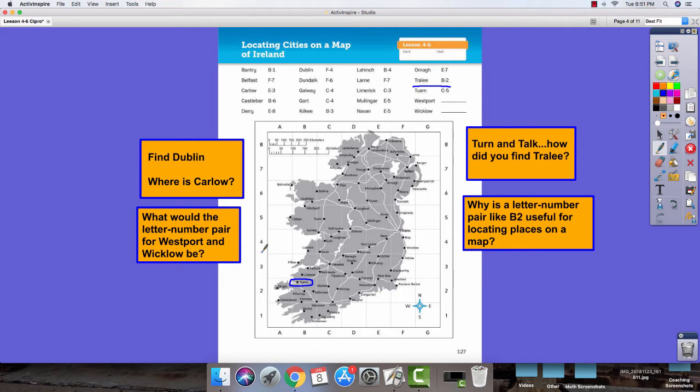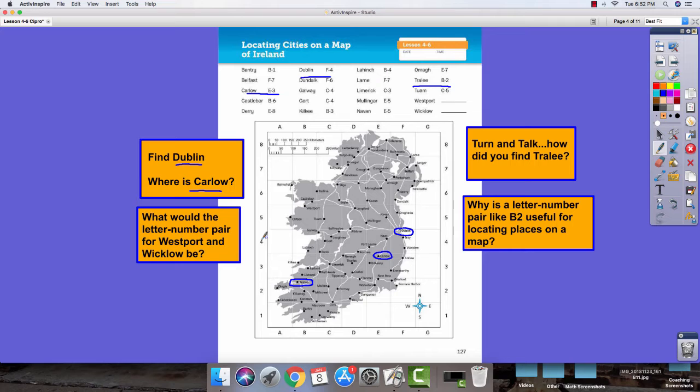Let's try some others. Okay? So Dublin. If I wanted to find the city of Dublin in Ireland, again, I'm going to use this to help me. F4. So I'm going to go over to F, and then I'm going to go up 4 spaces. 1, 2, 3, 4. And you can see Dublin's on the very edge there. Let's try finding the city Carlow. So to find Carlow, I can go E3. So I'm going to go over to E, A, B, C, D, E, and then up 3. 1, 2, 3. Here's Carlow.